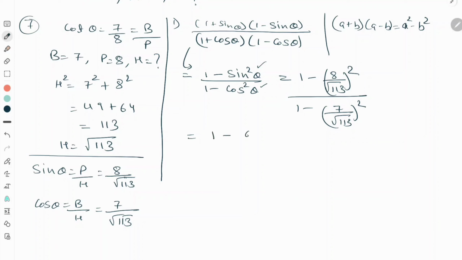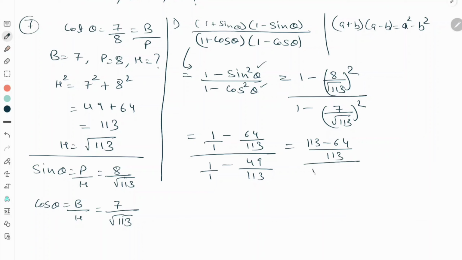Once you solve it, now we can take LCM and solve it. So it will become 113 minus 64 by 113 and 113 minus 49 by 113. So this will be cancelled out and you will get 49 by 64. So this is your answer.